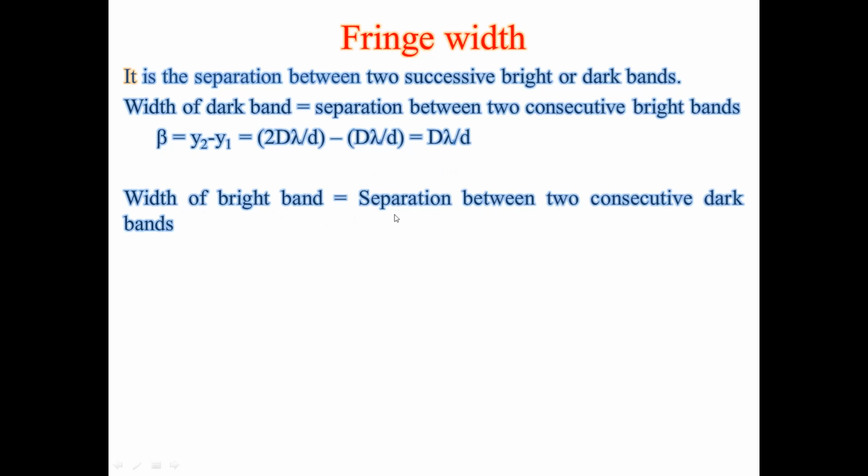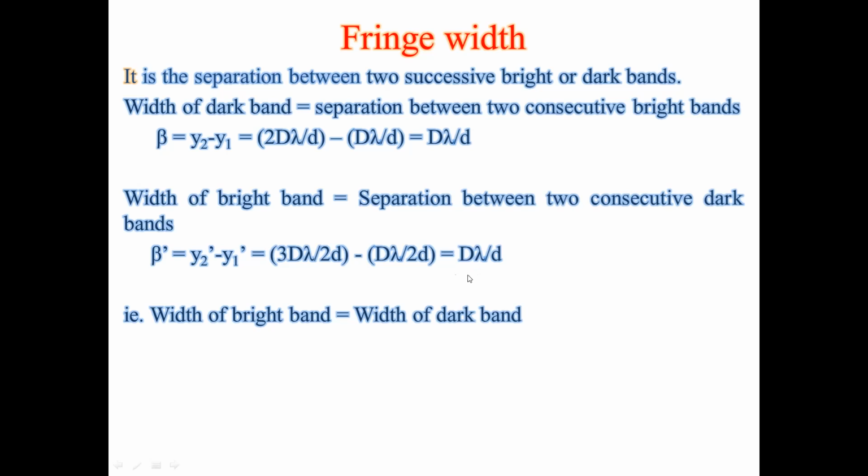The width of a bright band is the separation between two consecutive dark bands. Let us name it as beta dash, which is equal to y2 dash minus y1 dash. It is equal to 3 by 2 D lambda by small d minus 1 by 2 D lambda by small d, which is the same as D lambda by small d. So the width of a bright band is equal to the width of a dark band.